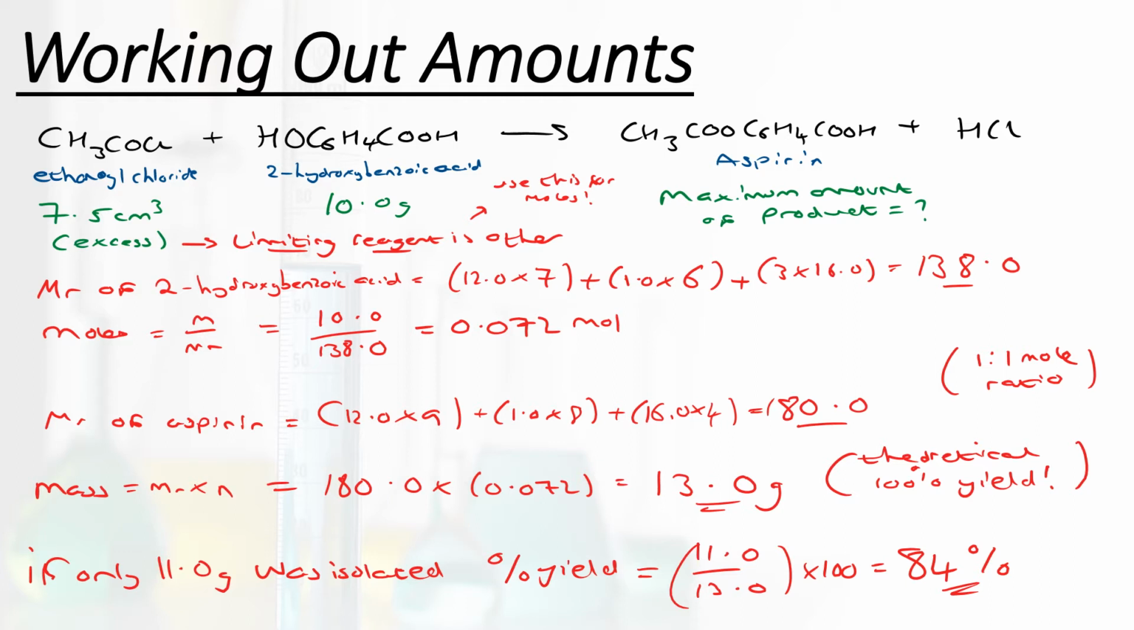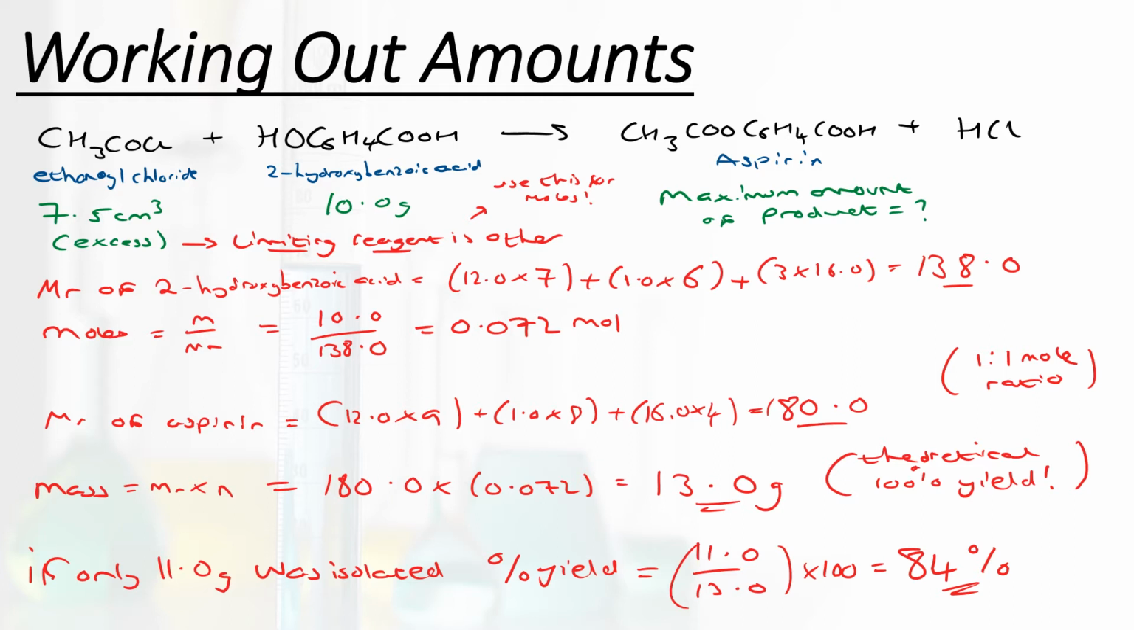So we're going to have to rearrange our equation to work out the mass. Remember that mass is moles times the MR, so we need to have the MR for aspirin. Again, just add up all of the atomic weights of all of the elements involved, and when we do that, we get an MR of 180.0, remember, to 1 decimal place, for aspirin. And then our mass is the MR times the moles, so 180 times 0.072 gives us 13 grams of aspirin.